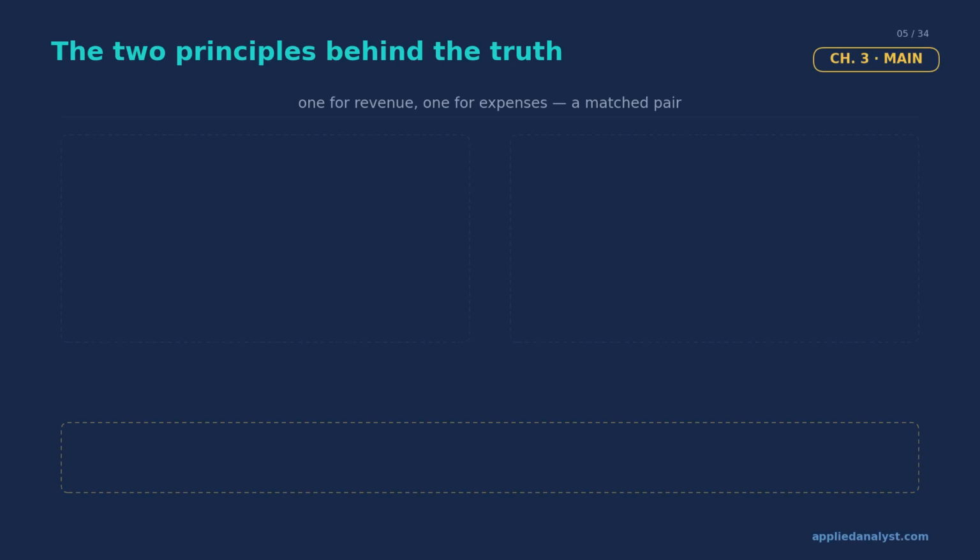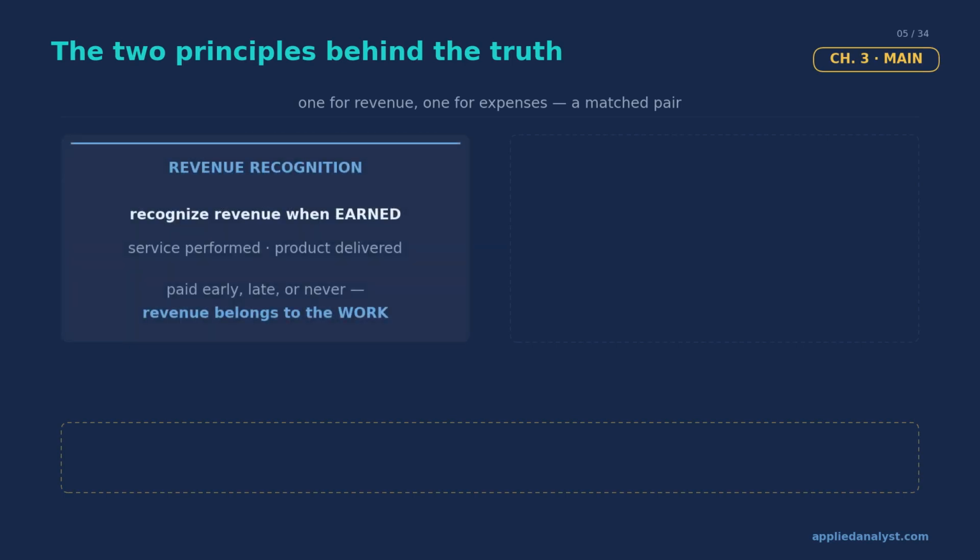That truth-telling runs on two principles, and I want to go slowly here because these two lines quietly carry the whole chapter. Principle 1. The revenue recognition principle. Recognize revenue when it is earned. And when exactly is it earned? The moment the service is performed or the product is delivered, not when the customer pays.